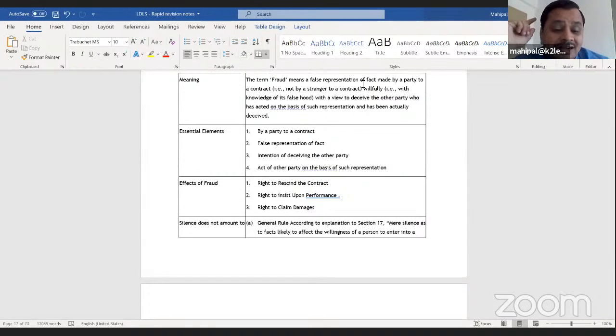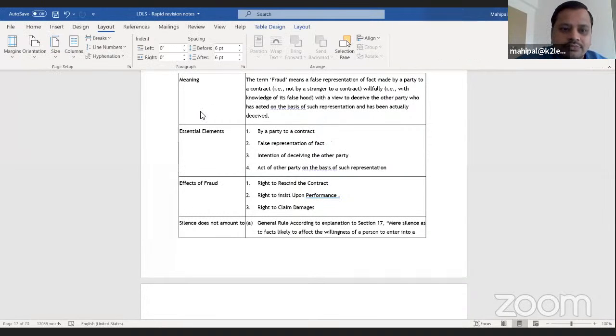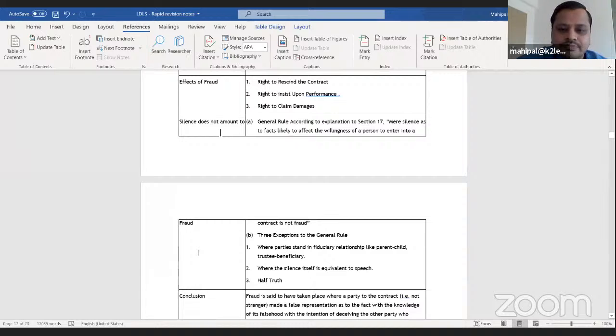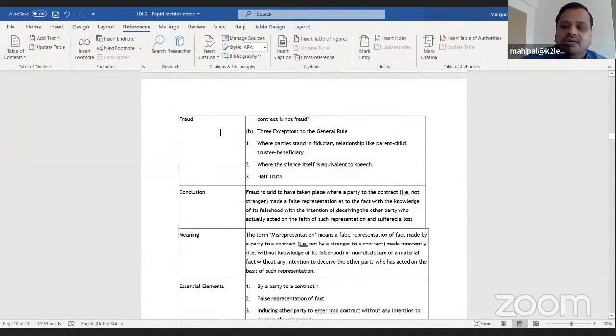Does silence amount to fraud? The general rule says mere silence as to facts likely to affect the willingness of a person to enter into a contract does not amount to fraud. But there are exceptions. Silence will amount to fraud in the following circumstances. Number one, where the party stands in a fiduciary relationship. Number two, where the contract is of uberrimae fidei, utmost good faith, where silence is equivalent to speech, and where it is a half truth.